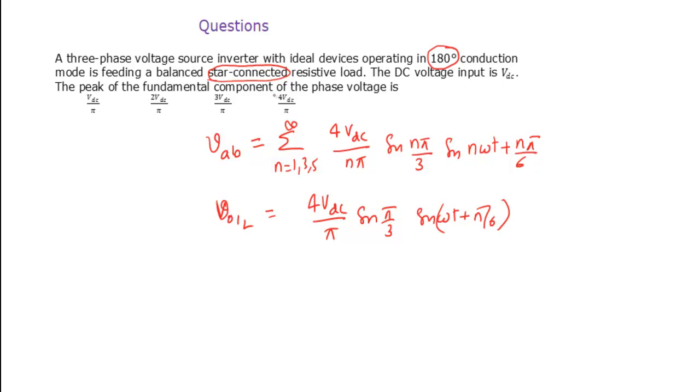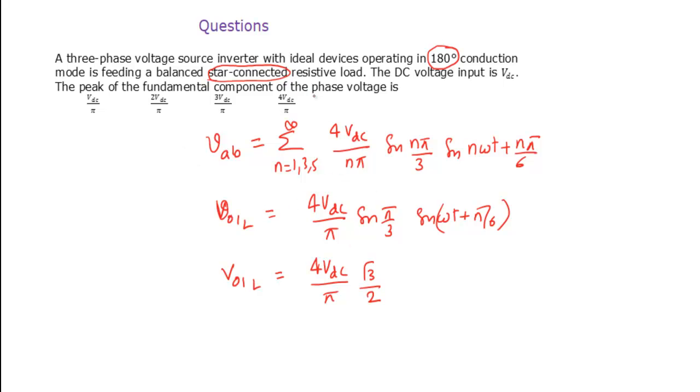It is asked about the maximum value. So what's the maximum value of the line voltage fundamental? Except the time quantity, everything comes under line. That means 4 VDC by pi sin(pi by 3), and sin 60 is root 3 by 2. Leave it like that. What connection is given here? It is a star connection. What is the relation between phase voltage and line voltage in star connection? Because it is asked about the peak value of the fundamental component, that's why we have taken only the maximum value.